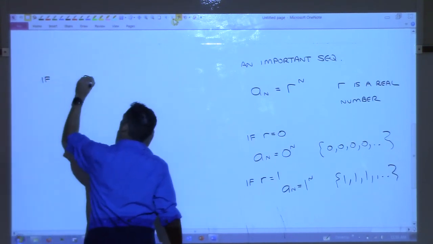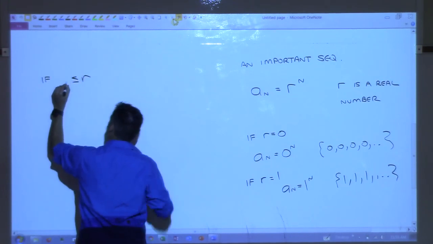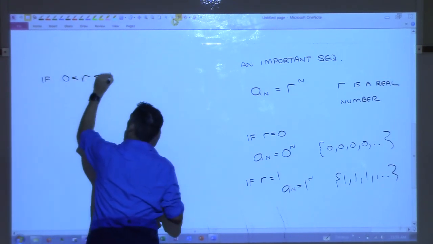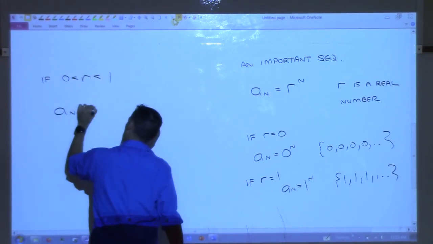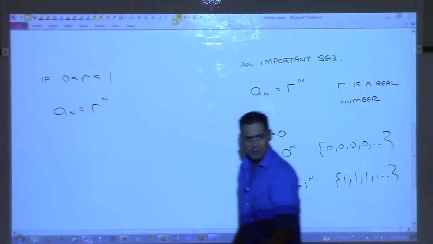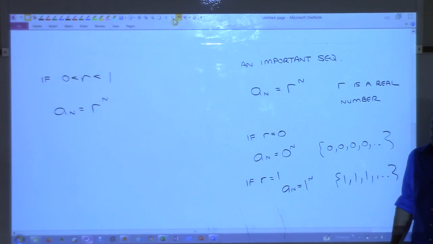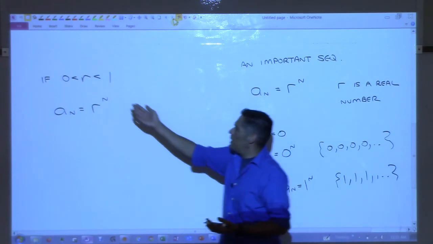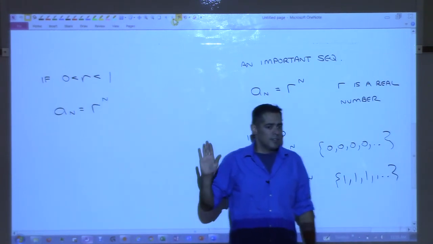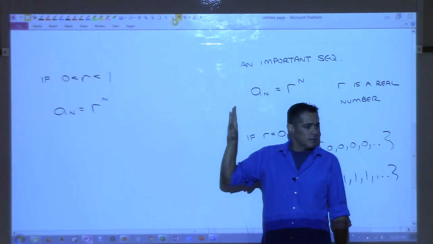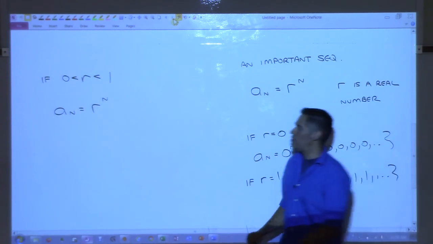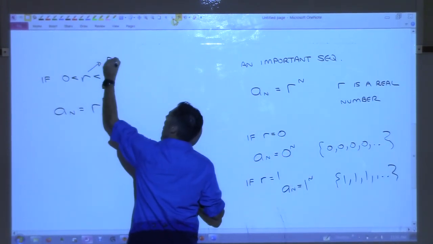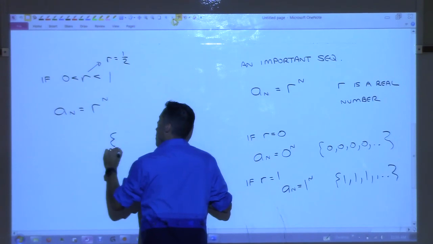What if r is, let's say, just bigger than 0 and less than 1? Can we tell what's going to happen? We're going to have a sub n equals r to the n. So what happens here? It gets smaller, right? Because, as an example, if you pick 1/2, then your sequence would be 1/2, then 1/4. So as a specific example, if r is 1/2, your sequence is going to look like this.